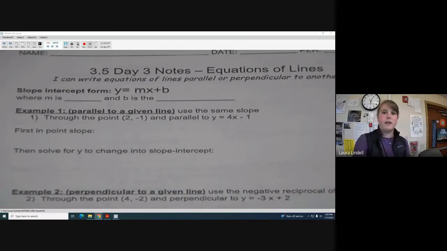Still on equations of lines. So yesterday, we did equations of lines in point-slope form. Today, we're going to show how we would take those and change them into slope-intercept form.